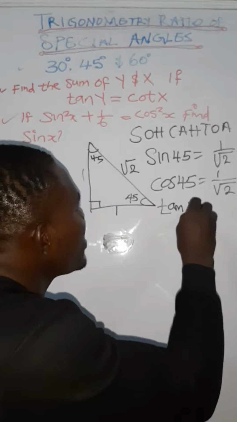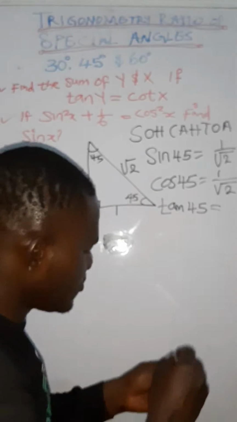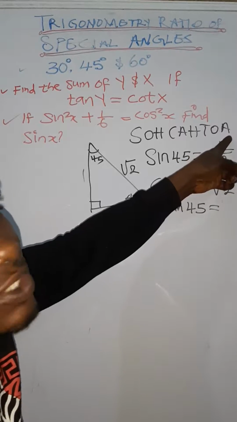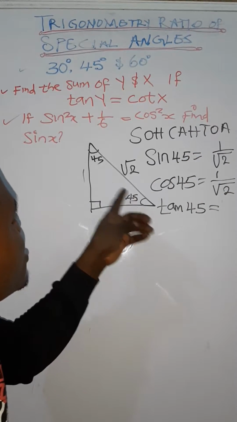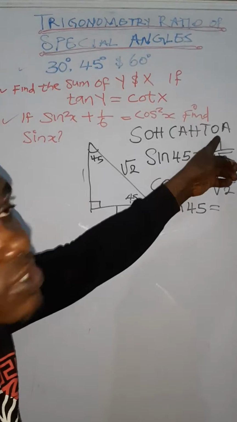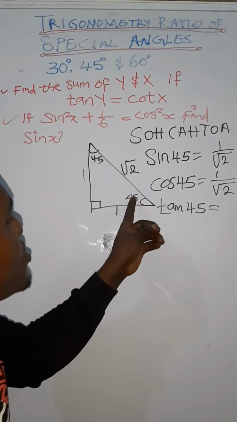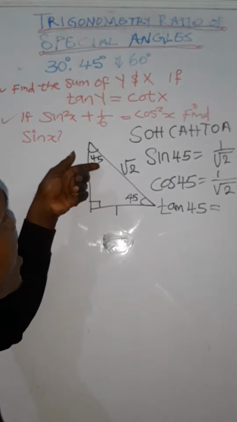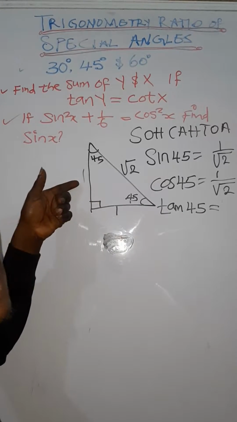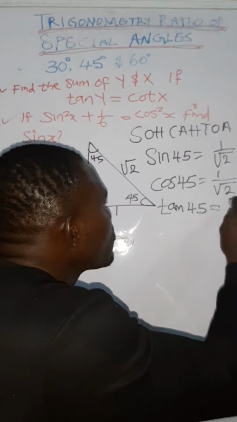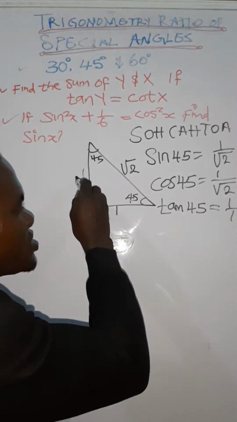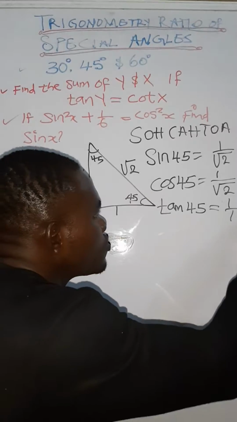So the last one is tan 45. Tan 45 is opposite over adjacent. To this angle, this is opposite and this is adjacent. If you are looking at it from this angle, it is also opposite over adjacent. So we are having 1 over 1: adjacent is 1, opposite is 1, which is equal to 1.